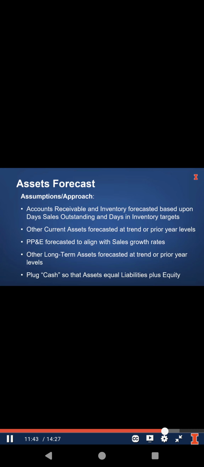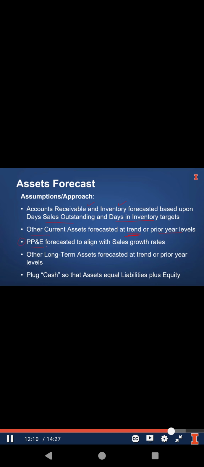The final step of the balance sheet is our assets. And so with assets, again, we're going to use some of our ratio analysis. We're going to use days sales outstanding and days in inventory to calculate accounts receivable in our inventory forecast, really looking at those trends and objectives within those key ratios. Other, just like we handled other within liabilities, we'll assume that they're flat to prior year levels, or if there's an observable trend, we'll use that.